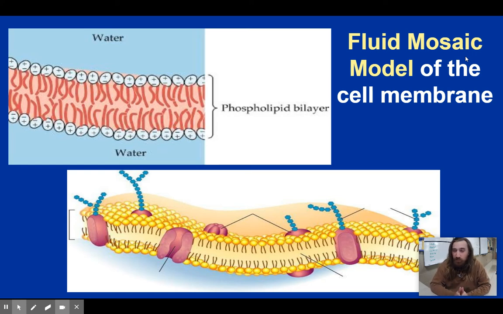Guys, if our cell membrane was not fluid, we would be stuck like this, and we wouldn't be able to move. That'd be an issue. So our body is made out of these cells that are fluid and mosaic. They're made of a bunch of different things, but they have that fluidity property that allows them to properly move and bend and adapt with what's going on. Okay, fluid mosaic model.